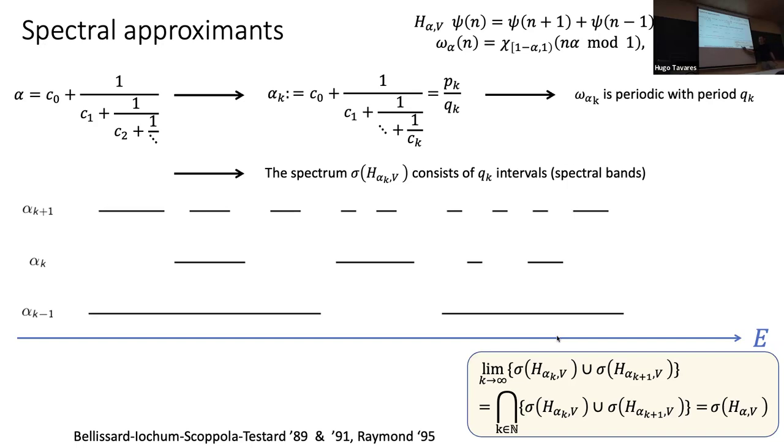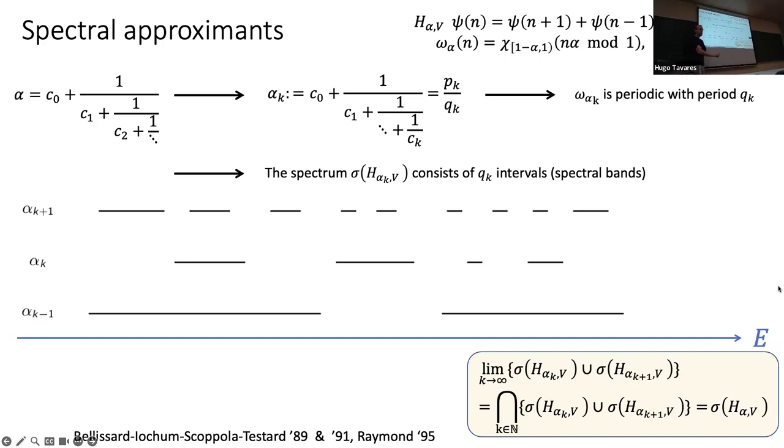This is the same as taking the union and taking the intersection of all these unions. I mean, you can see it. This is a nice word. So you can get the spectrum that you want. This is the spectrum of the irrational alpha. So the spectrum of the irrational alpha is obtained by taking the intersection of all of these unions, and so on. So really, if you know something about the rational approximants, you can hope to get something about the irrational.